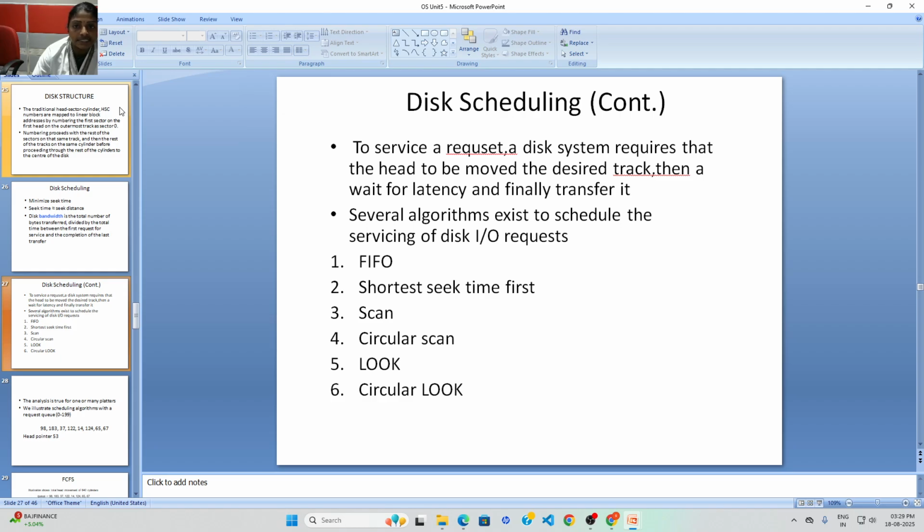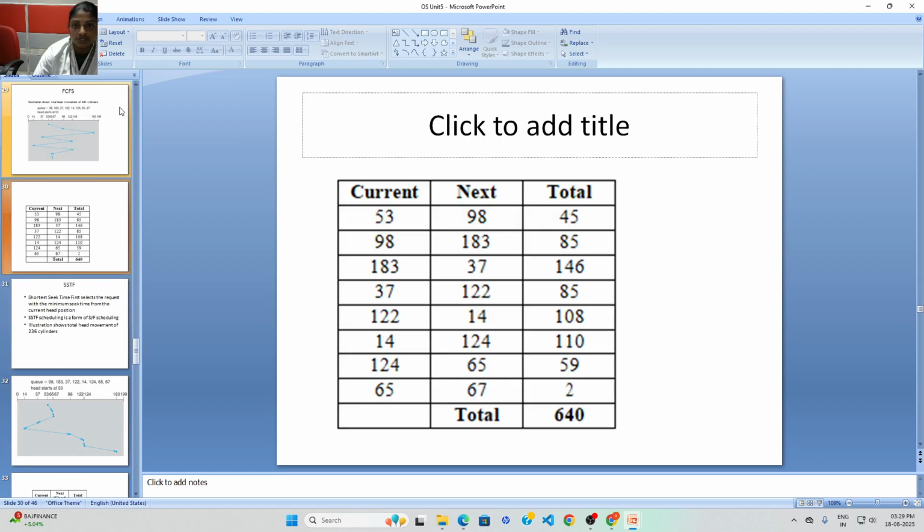Next, disk structure, disk scheduling has more requests. What are the requests? FIFO, shortest seek time first method. Next is the SCAN method, circular SCAN, circular LOOK, FIFO, now first in, first out. These are the functions that come from FCFS.